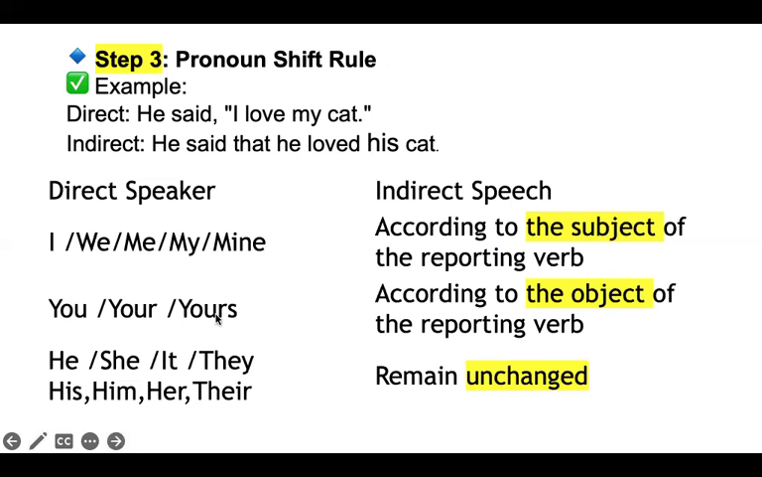And you, your, yours, this is the second person. Second person always changes according to the object of the reporting verb. If it had been he said to me, you love your cat, so it would have been he said to me that I loved my cat.